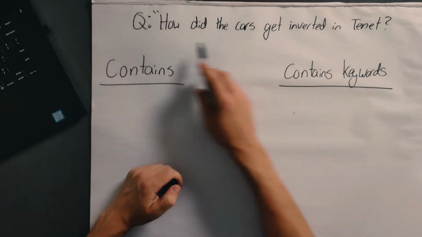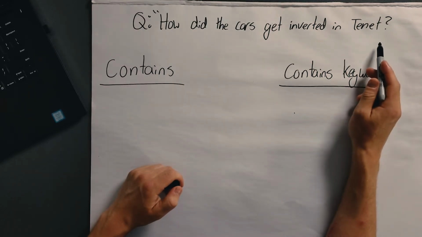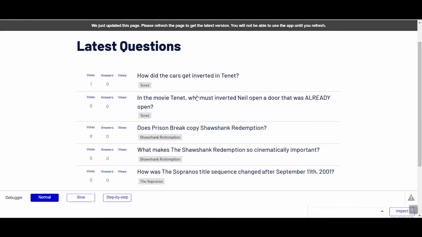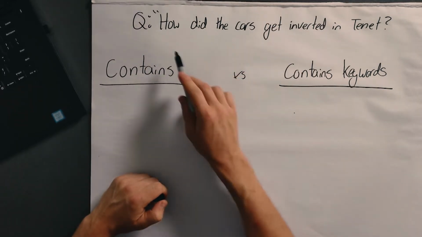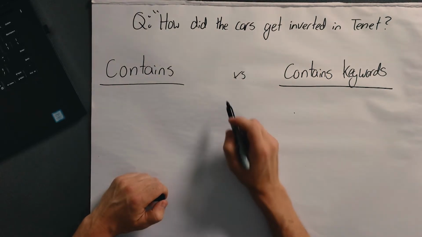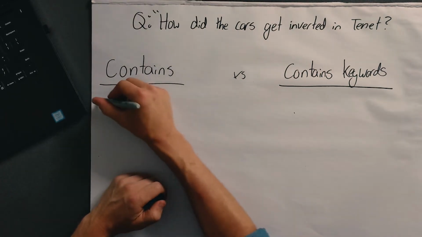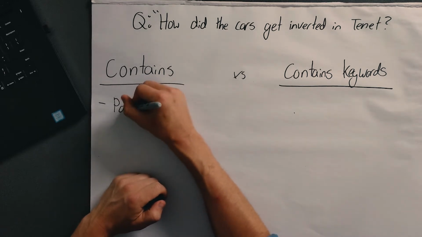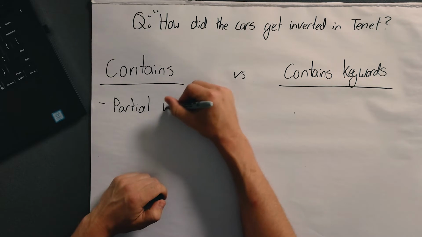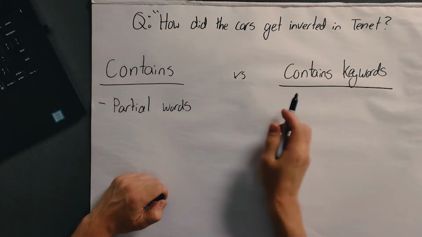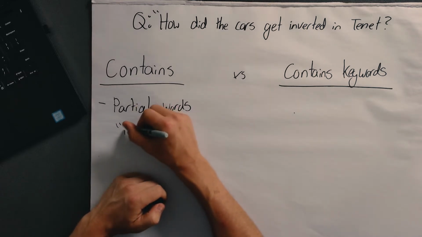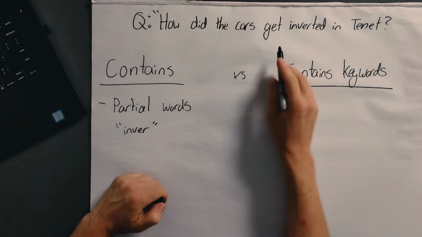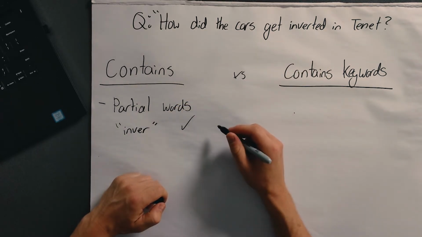So let's say, for example, that we have this "how did the cars get inverted in Tenet" question, which we actually do have here in our database. How do the contains versus the contains keywords expressions differ in regards to how they're going to deal with this title? Well, one of the main differences is that the contains expression will return partial words, while the contains keywords will not. So for example, if we typed in "inver" as in inverted, then this would be returned.